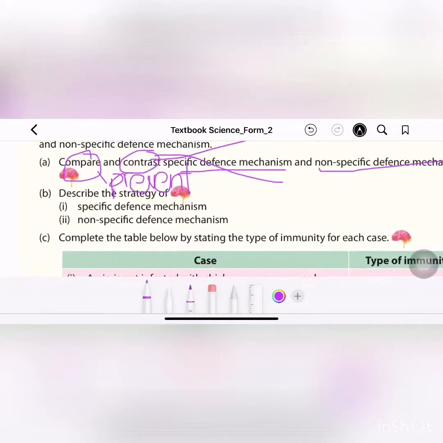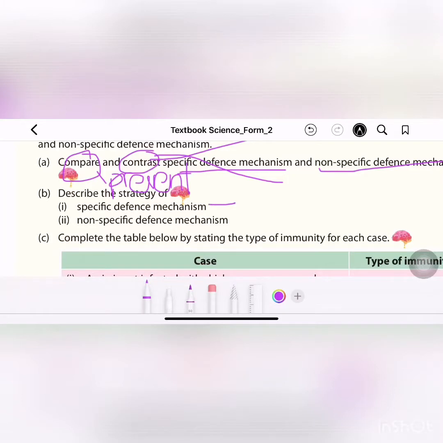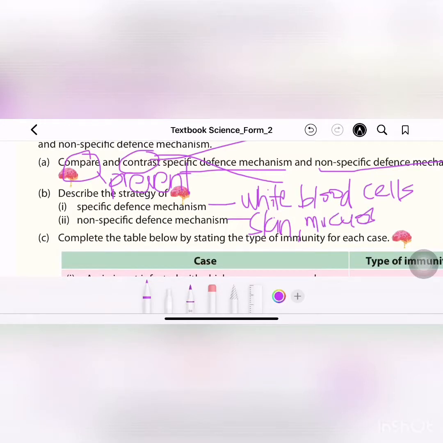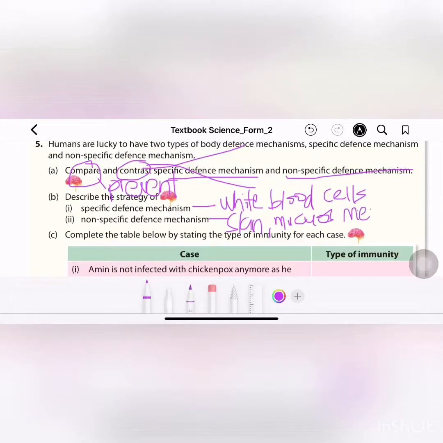B1, describe the strategy of specific defense mechanism and non-specific defense mechanism. For B1, specific defense mechanism, you have to mention white blood cell. This is the strategy: pathogens are destroyed by antibodies produced by white blood cells. For B2, non-specific defense mechanism is from the skin and from the mucous membrane, which you can find in the previous pages.